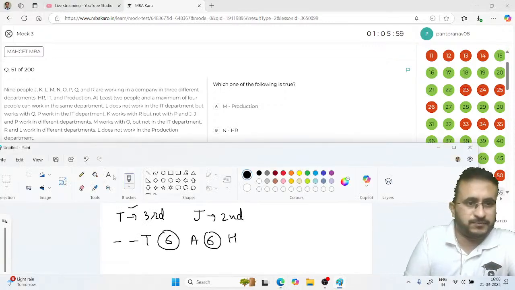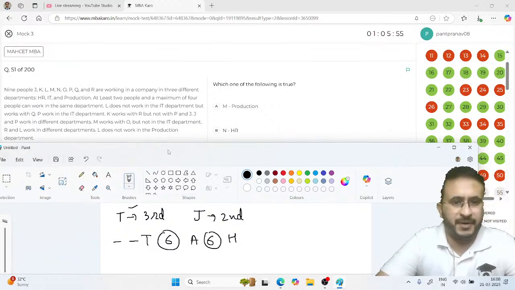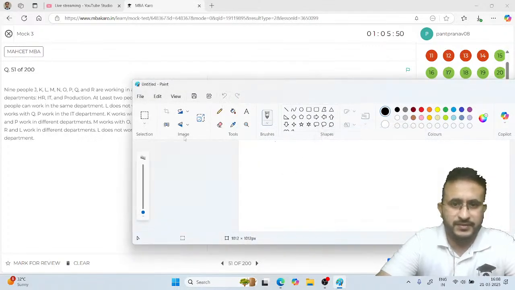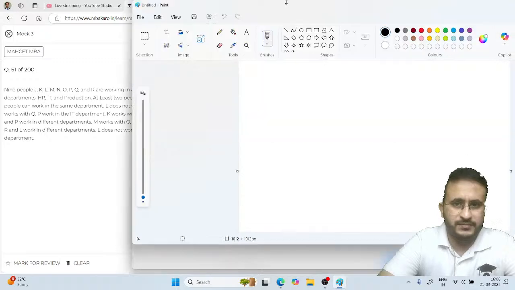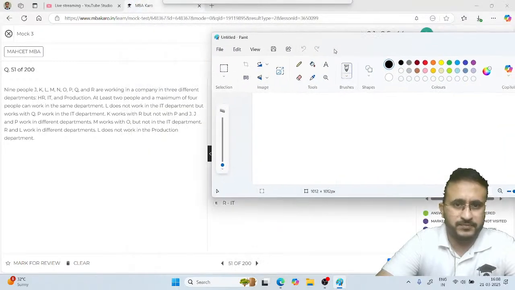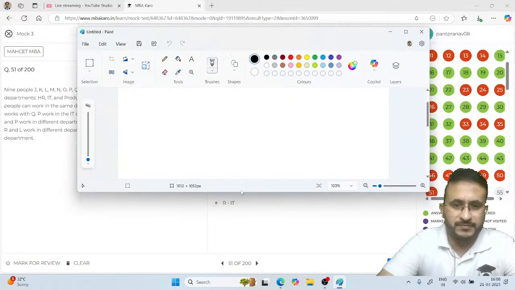9 people in 3 departments. Okay, so let's solve this one. This is 9 people in 3 departments. So let us see this if we can put them in those three departments.